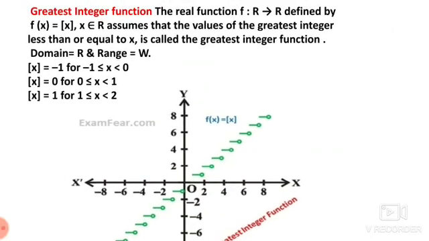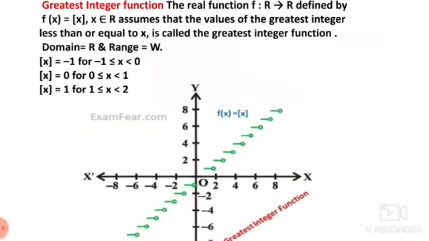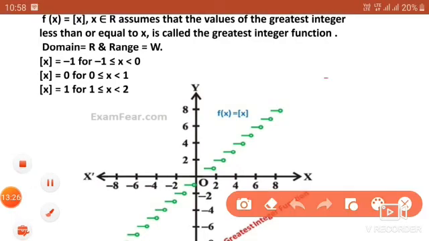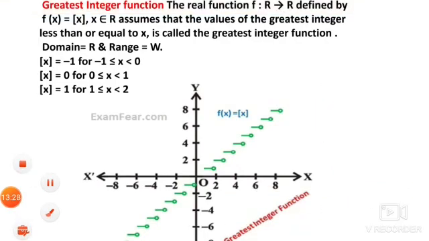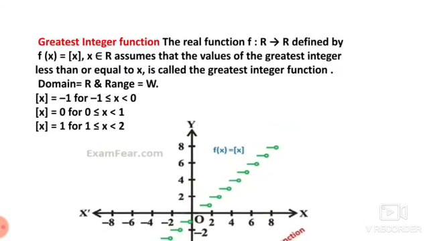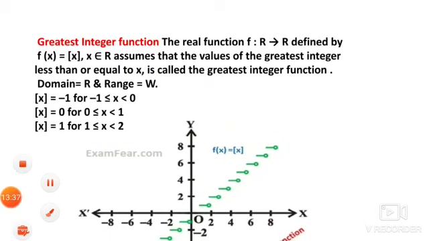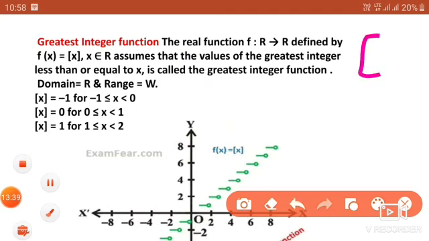Next is the greatest integer function. What is the greatest integer function? The real function f from R to R defined by f of x equal to this square bracket, that is the notation for the greatest integer function. It assumes the value of the greatest integer less than or equal to x, and this is called the greatest integer function.